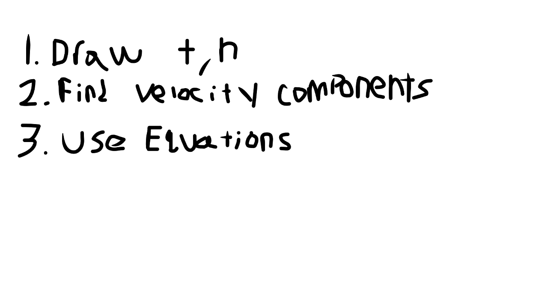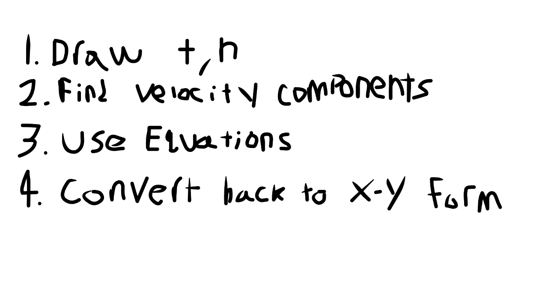3. Use the 4 conservation of momentum and coefficient of restitution equations to solve for the final velocity components. Note that this may require solving a 2-dimensional system, which is easily done with a calculator like a TI-89. And number 4, convert the final t and n components back into x, y, or i, j form. Hopefully now you can see the theory and general method behind oblique impact problems.